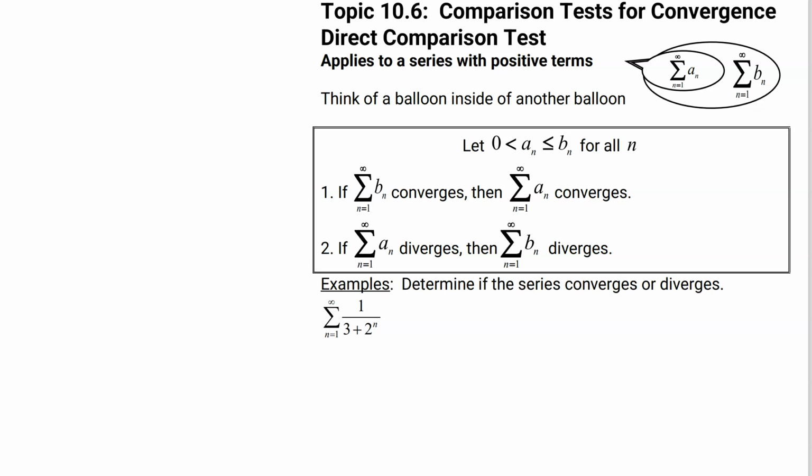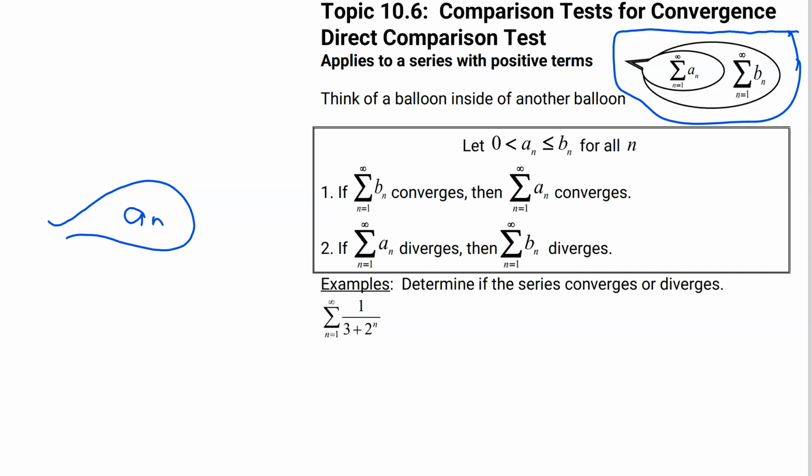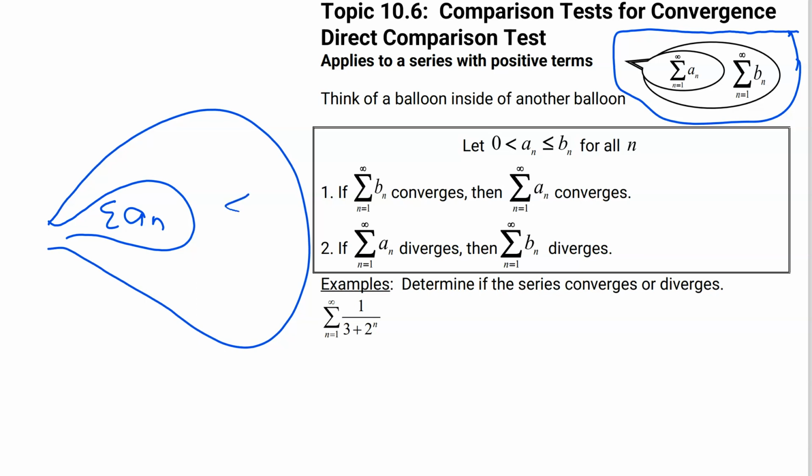Okay, so we are going to do the comparison test and the limit comparison test. What you want to do is think about these two balloons. The only thing you have to pay attention to is to think about one balloon inside of the other, okay? We have a balloon that has series A sub n and a balloon that has series B sub n, right? So we've got A sub n here and a way bigger balloon, B sub n.